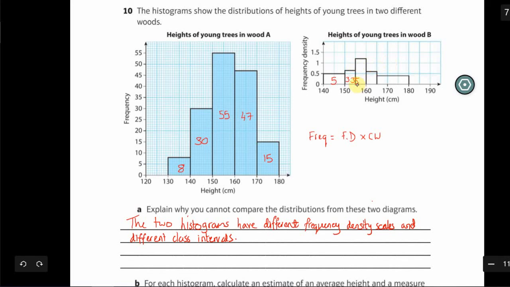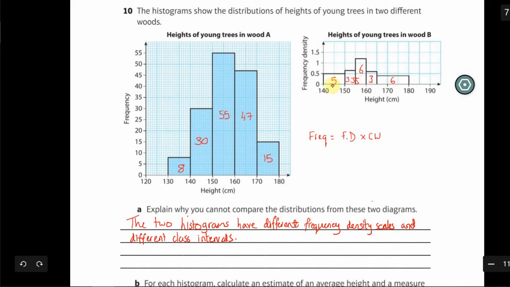This next one, it's got a class width of 5 and a height of 1.2. So 5 lots of 1.2 is 6. This one is 5 lots of 0.6, so that's 3. And this one is 15 lots of 0.4, so that's 6. Now I know this doesn't work out at a whole number of trees, but for some reason that's what it is. It's possible that this is a histogram where the numbers have been scaled down a little bit. In other words, the frequency is not exactly equal to frequency density times class width. You do get histograms like that a bit later on. But anyway, let's just use these numbers.